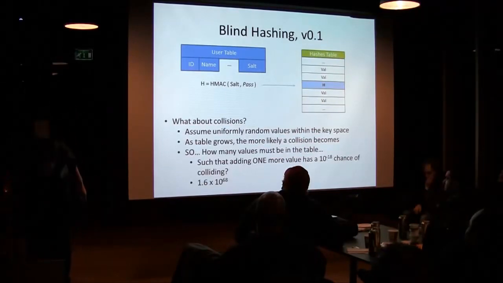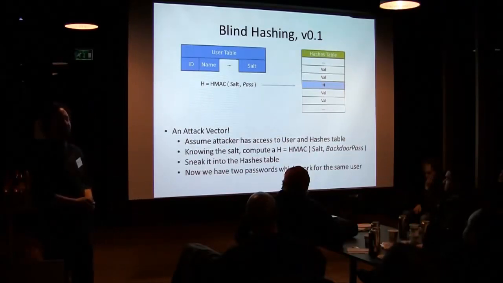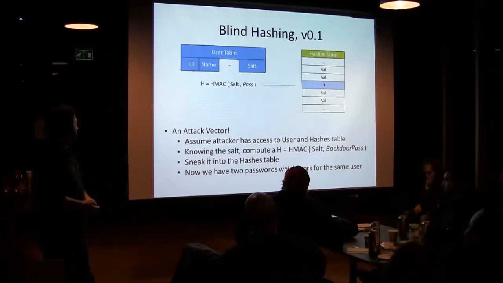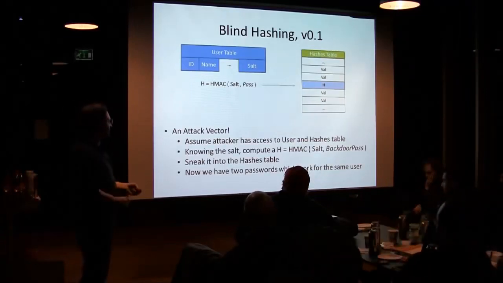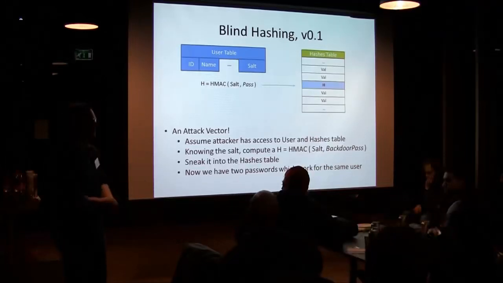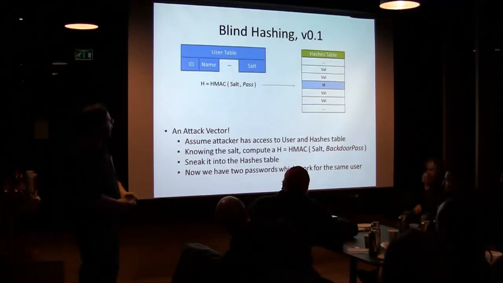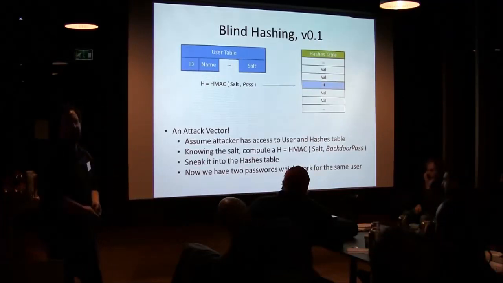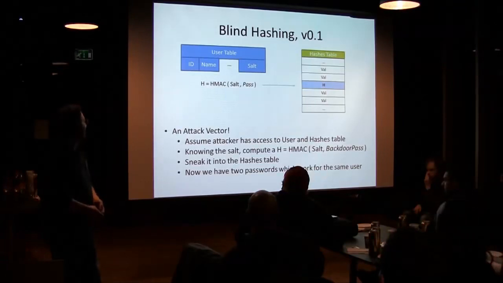Okay, we talked about it. Well, there's an attack vector here, and this was really interesting that somebody pointed out within about 4 hours of the blog going up. So let's assume that the attacker has access to users in the hashes table. So now this is interesting. This was a person saying, well, there's an attack vector, but in order for it to work, you have to have access to the table. Okay, fine. If you know the salt, if you compute an HMAC of that salt and some backdoor password that you want to be able to use to get to that account, maybe after you are kicked out of the building for hacking the password, hacking the database, sneak it into the hashes table, now you have 2 passwords that work, okay, for the same user.